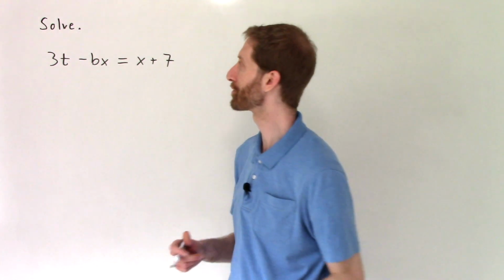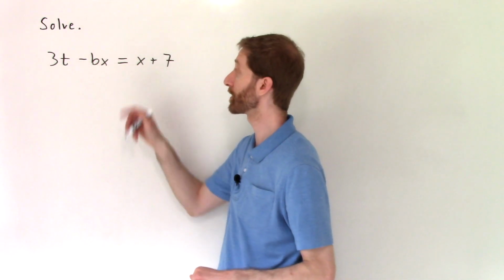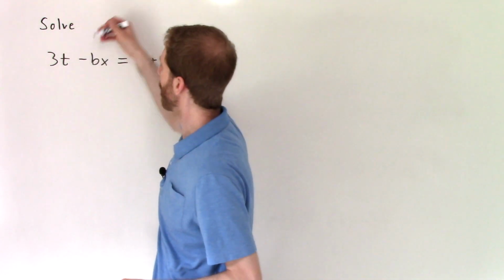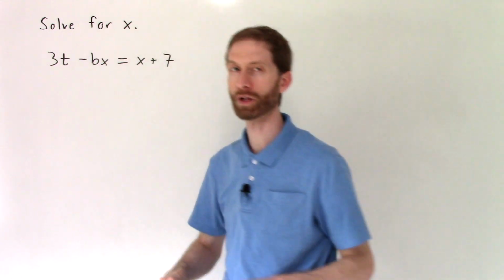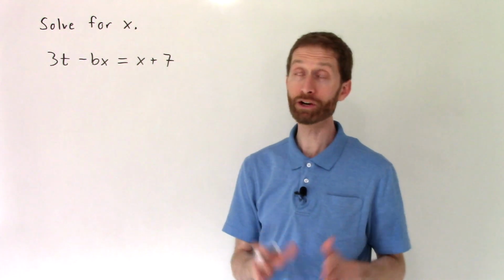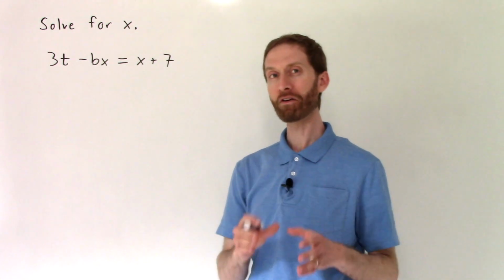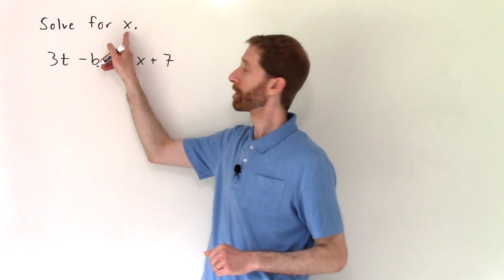The good stuff: 3t minus b times x equals x plus 7. And then the question is, what are we solving for? Well, we are going to solve for x, and that makes this one a little bit difficult. So my advice to you, as in other literal equations, is to get all the variables you're looking for together on one side.